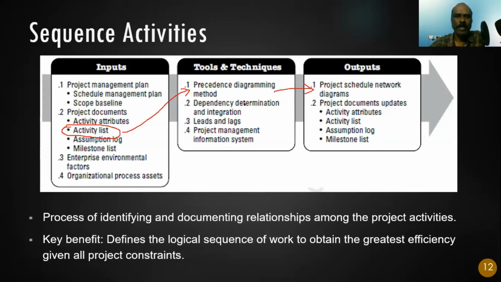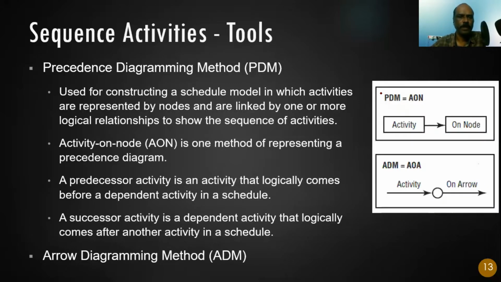We will talk about dependency shortly. As we move, we will talk about the arrow diagramming method. This is no more, or at least this is no more a preferred method anymore. So you do not need to worry about it. Just focus on this. PMBOK just talks about the precedence diagramming method only.